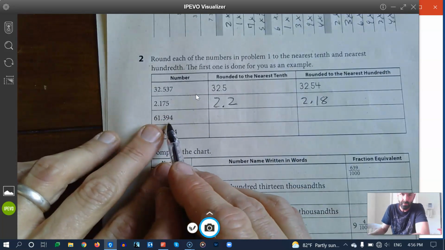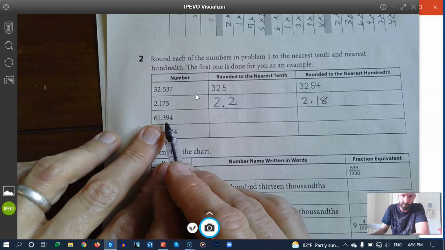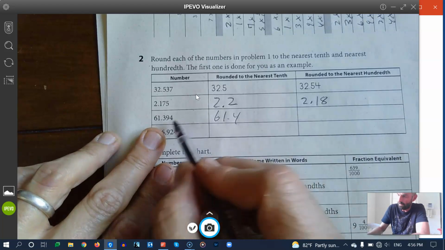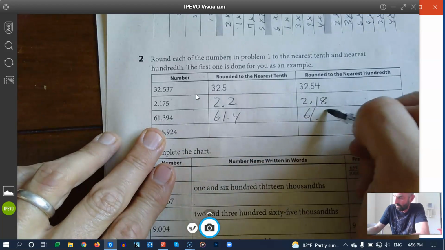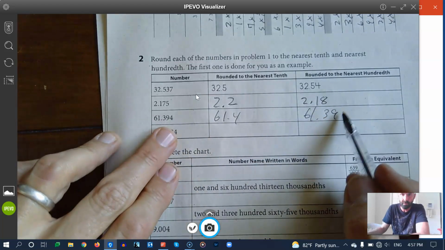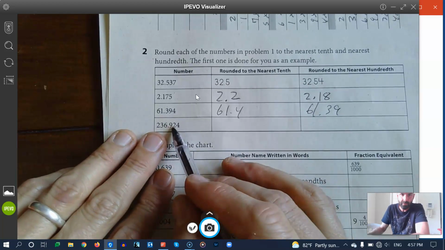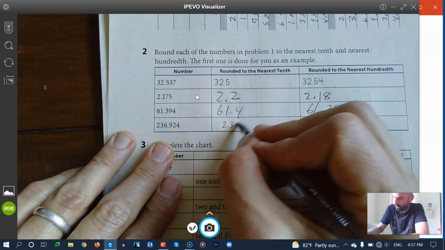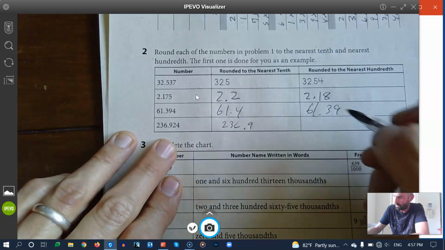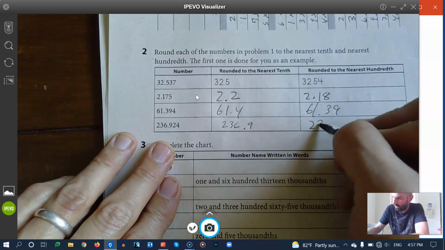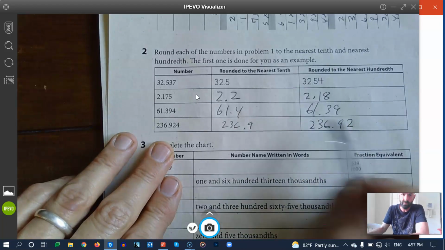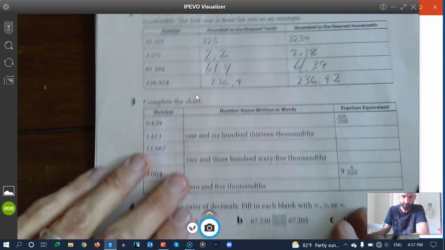We have 61 and 394 thousandths. So nearest tenth is going to be 61 and 4/10. And the nearest hundredth is going to be 61 and 39/100. That 4 makes us round down to the 9. Here we have 236 and 924 thousandths. The nearest tenth is 236 and 9/10, because that 2 makes us stay there. And the hundredths, 236 and 92 hundredths, because the 4 makes us stay.